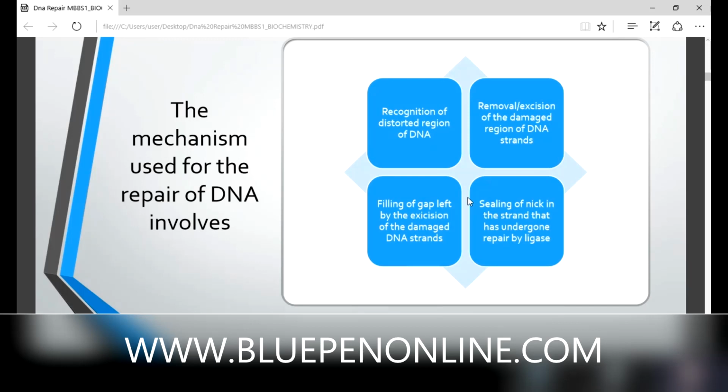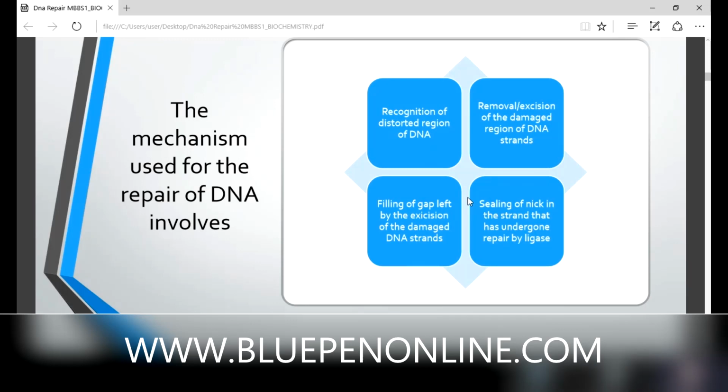Then removal or excision of the damaged region of the DNA strand. Then filling of the gap left by the excision of the damaged DNA strand. Sealing of the nick in the strand that has undergone repair by ligase. It is a very simple process, but we explain it in four steps. First we find the error, then we remove that error, then gap filling occurs. There is a nick, and the nick sealing is done by ligase.